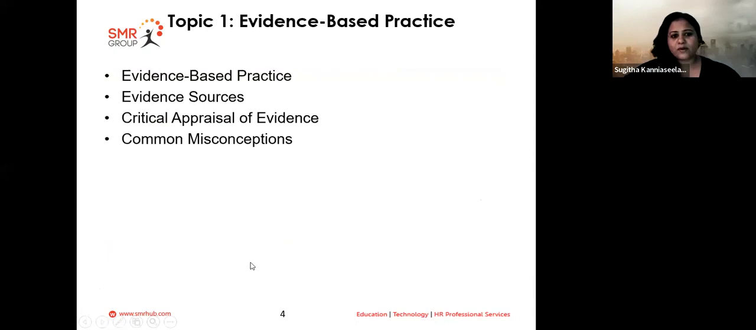So topic one, we're going to look at evidence-based practice per se. There are 4 items here under evidence-based practice. We want to look at the definition of evidence-based practice. What are the common sources of evidence? We want to critically appraise evidence, and then we want to look at what the common misconceptions are when it comes to evidence-based practice.